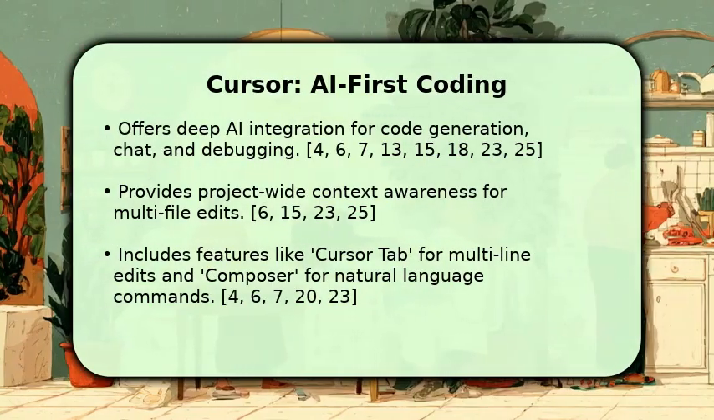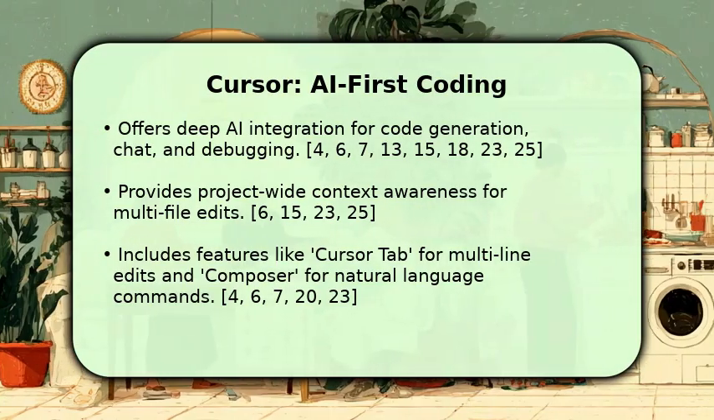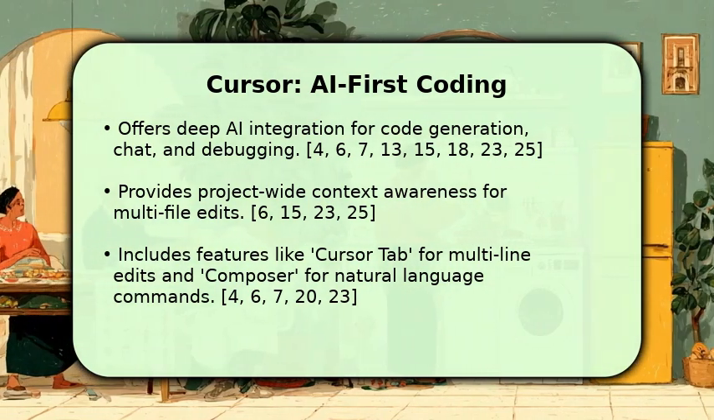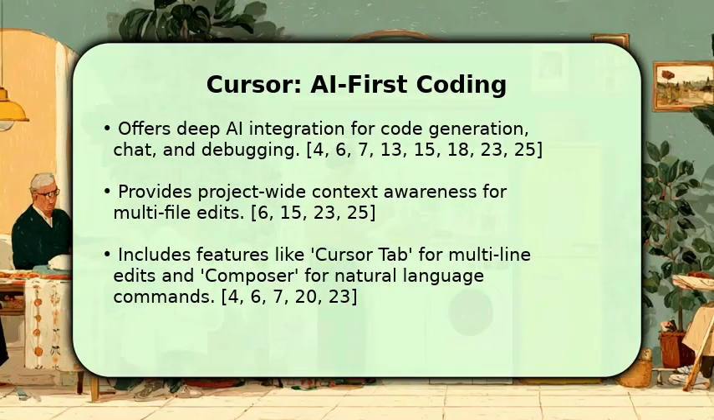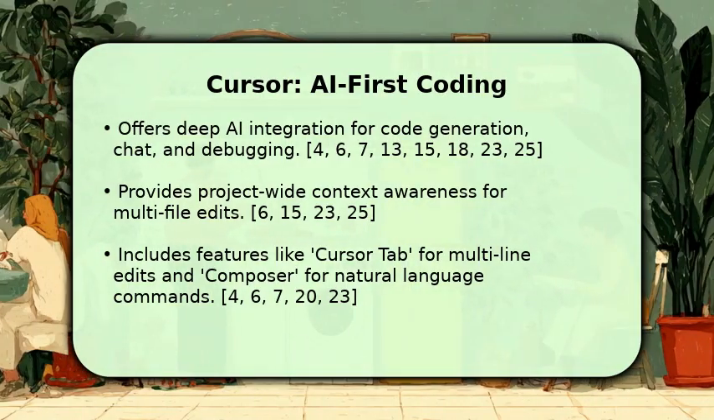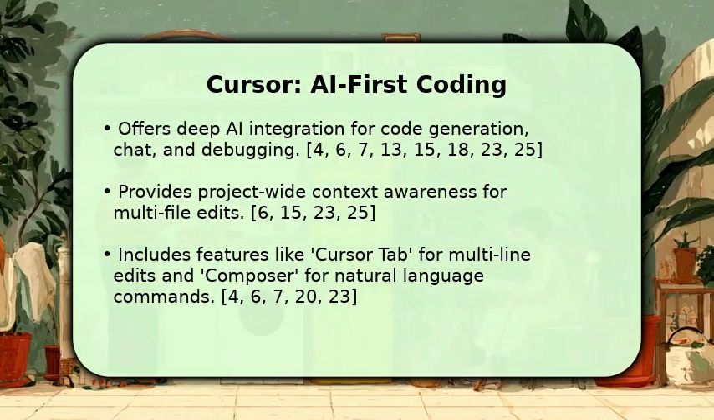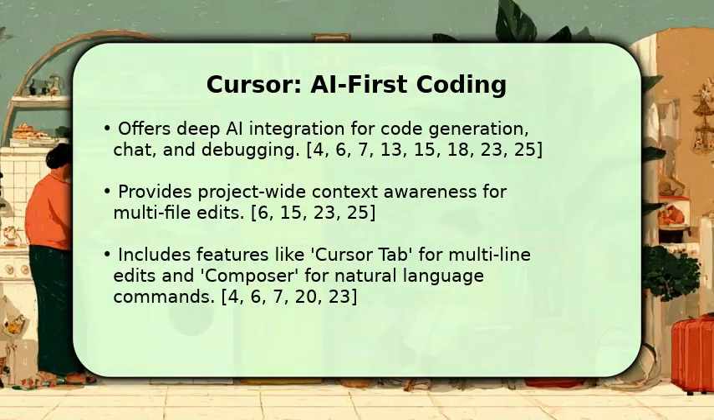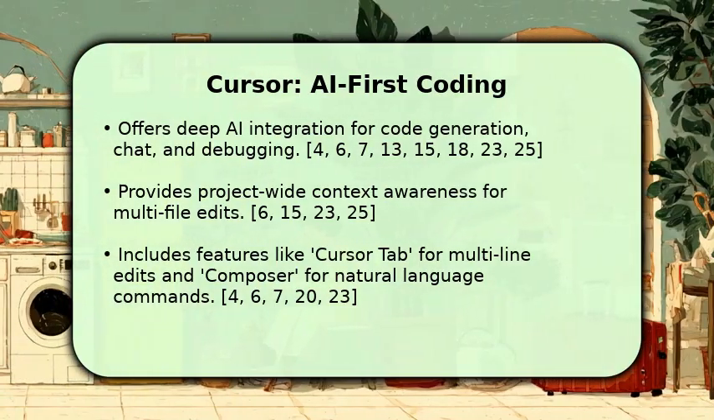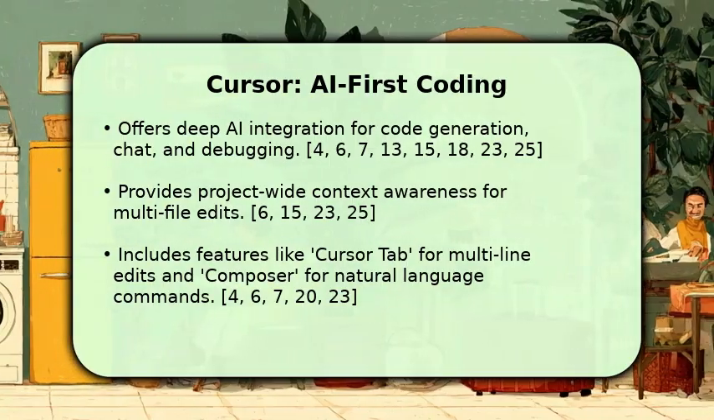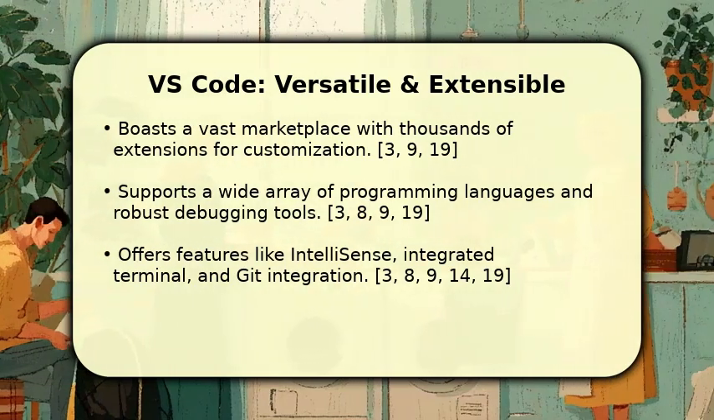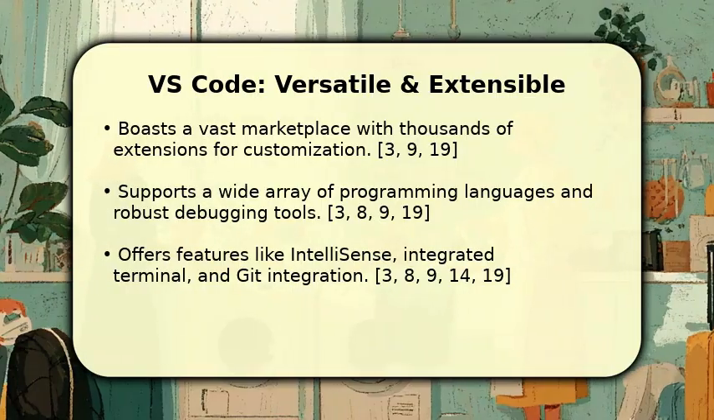Cursor is an AI-native code editor, built as a fork of VSCode, with artificial intelligence deeply integrated into its core. It excels at generating code, offering inline chat, and assisting with debugging, often pinpointing issues faster than traditional methods. Cursor provides project-wide context awareness, making it ideal for complex refactoring and multi-file changes. Features like Cursor tab for multi-line edits and Composer for natural language commands significantly boost productivity, with users reporting substantial efficiency gains.